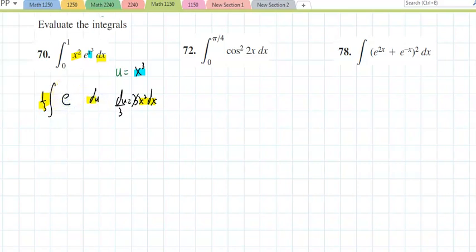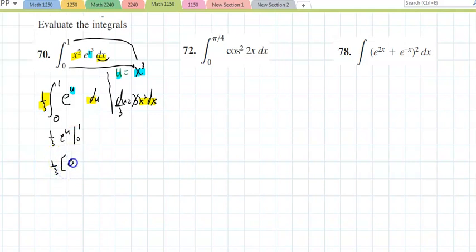And there's an e to the u. If I put a 0 in there for x squared, that becomes a 0. And if I put a 1, that happened to match, because that's a unique point. So now I don't have to go back to x, and that will be 1/3 e to the u evaluated from 0 to 1. And that would be 1/3 times e to the 1 minus e to the 0, which is 1. And there it is.